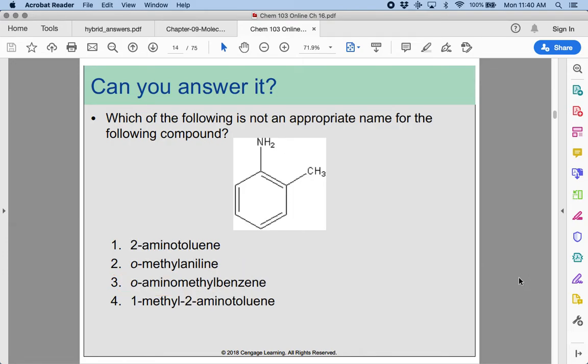Which of the following is not an appropriate name for the following compound? Here we have 1-methyl-2-aminotoluene. In this case, the reason toluene doesn't make any sense is we would be saying that the nitrogen group would be the secondary group instead of having it be one of our aniline groups.